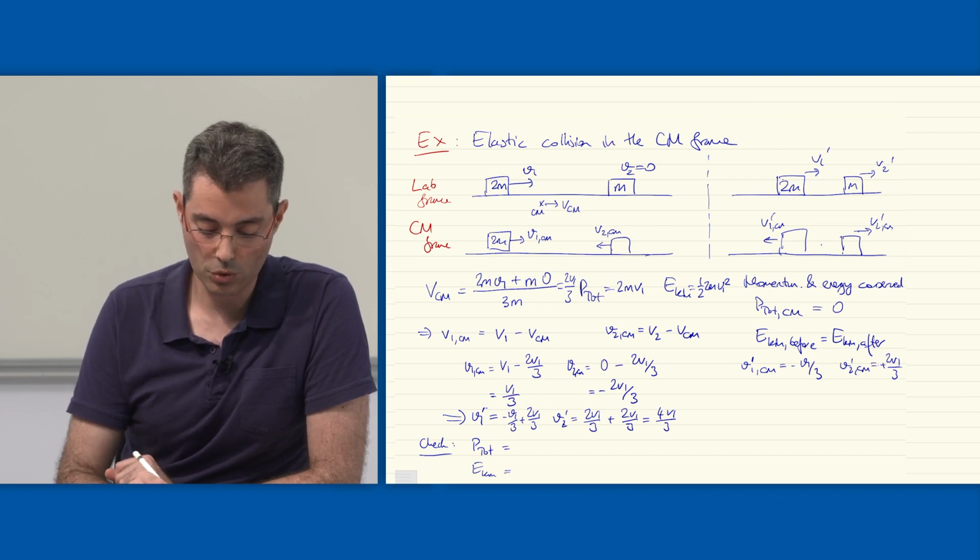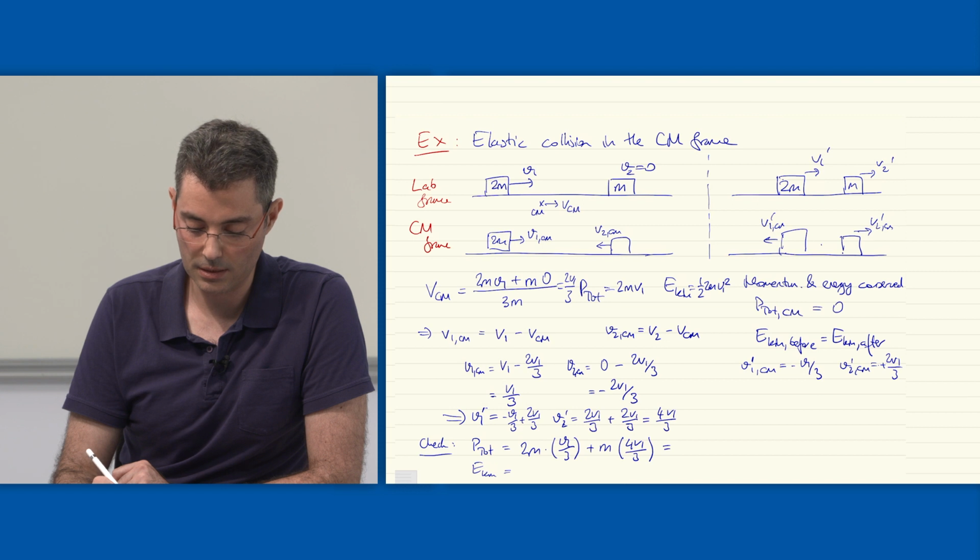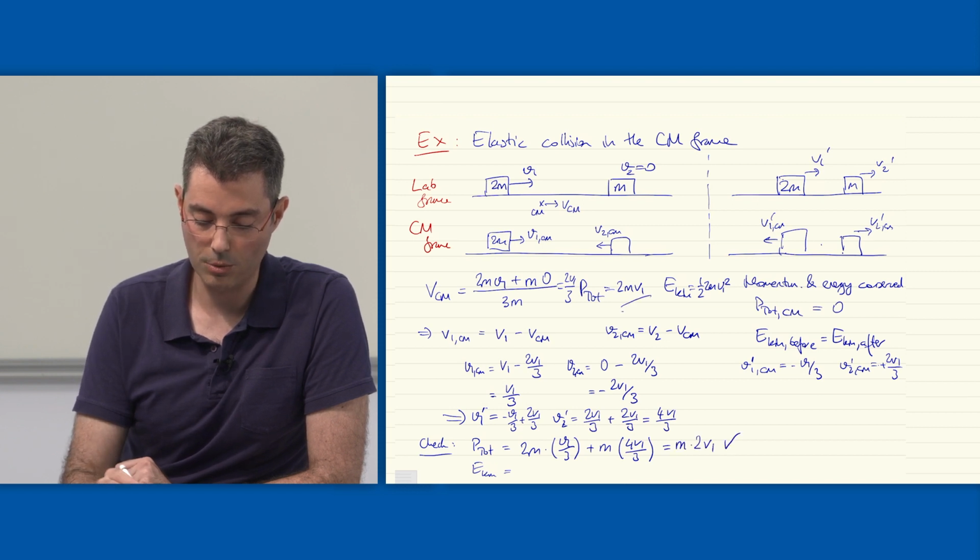Let's calculate the total momentum very quickly to check. After the collision in the lab frame, I have 2m times v1 over 3, plus m times 4v1 over 3. This gives me m times 6v1 over 3, which is nothing but m times 2v1. So it checks with our initial momentum.